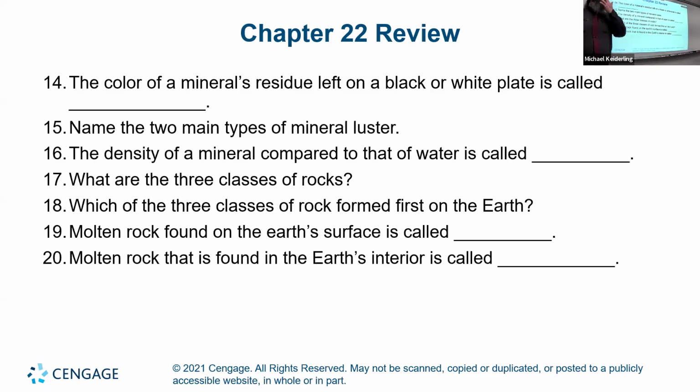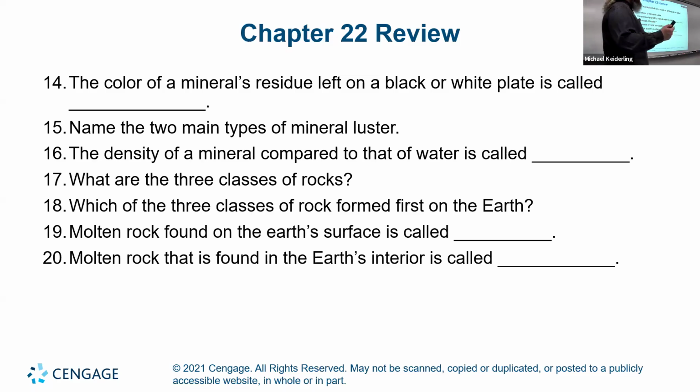The two main types of mineral luster are metallic and non-metallic. Metallic is shiny like a metal. Non-metallic is not. The density of a mineral compared to water is called specific gravity.